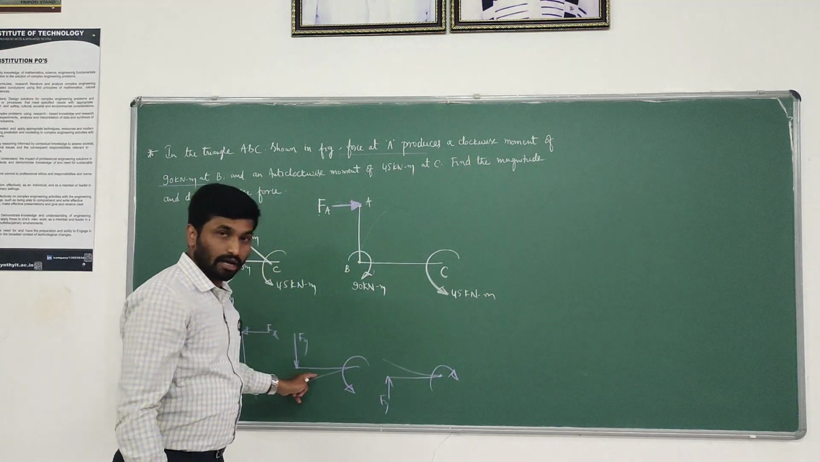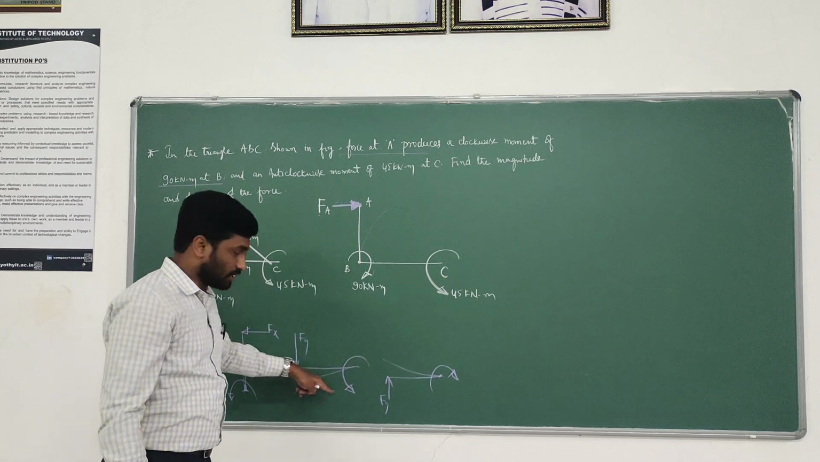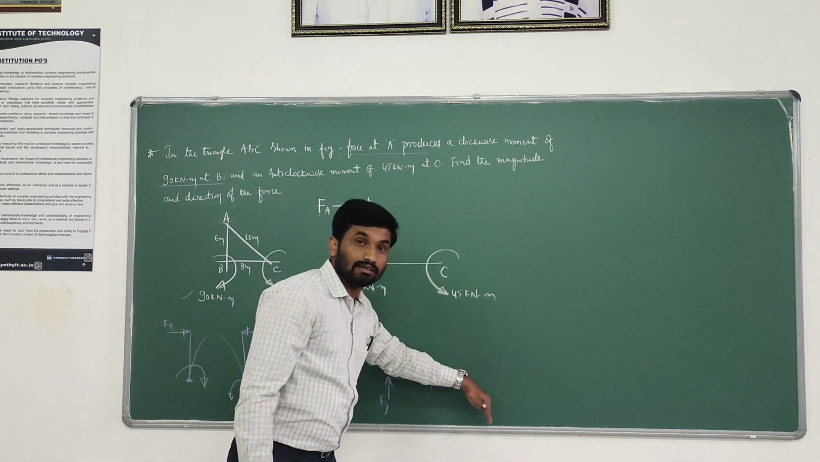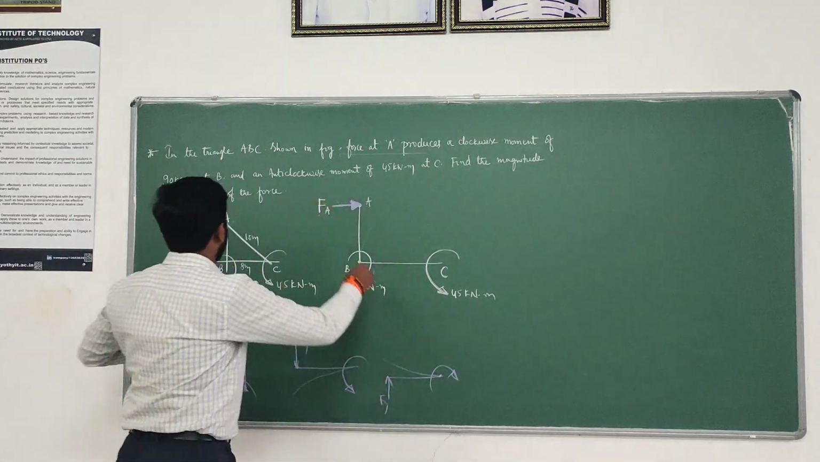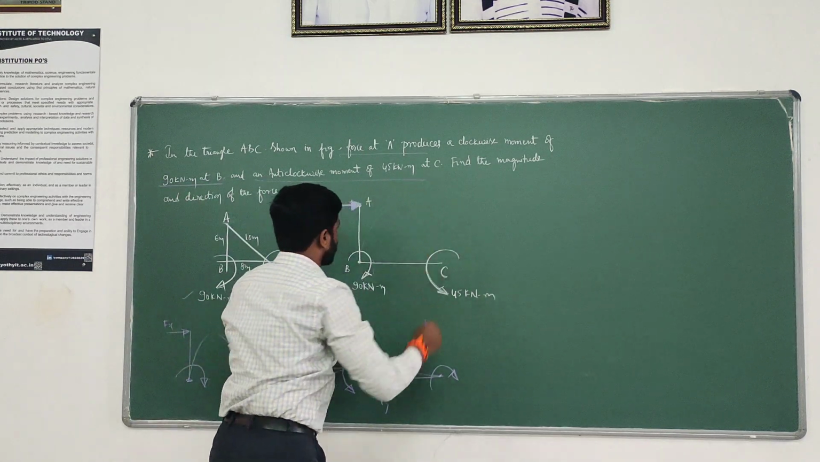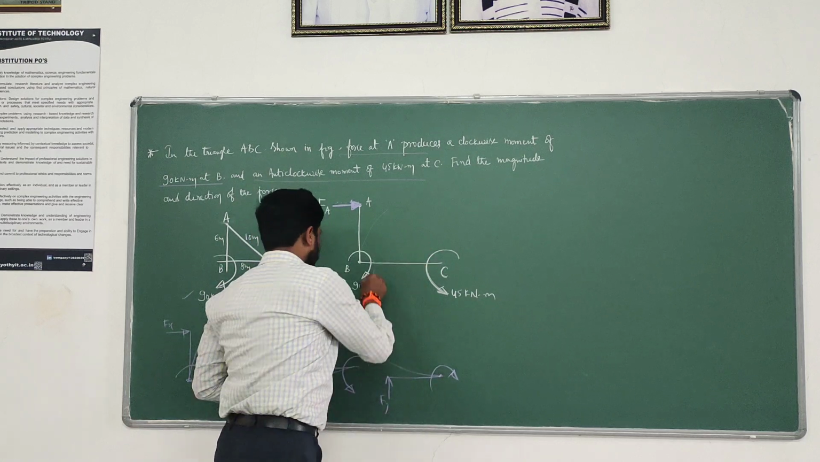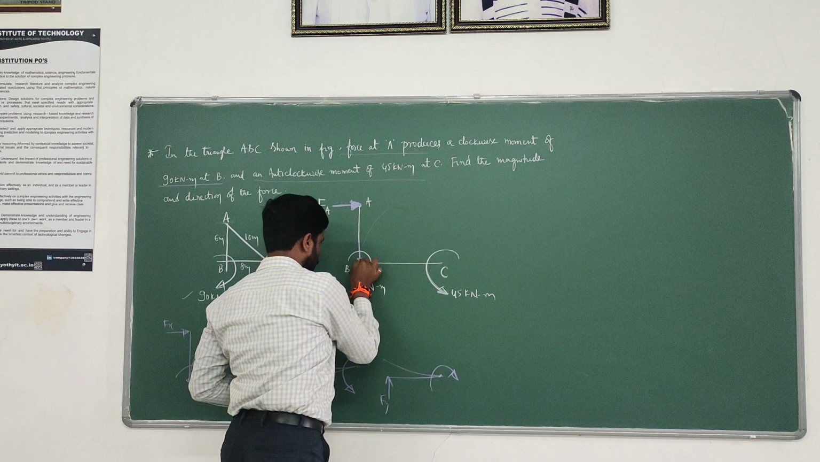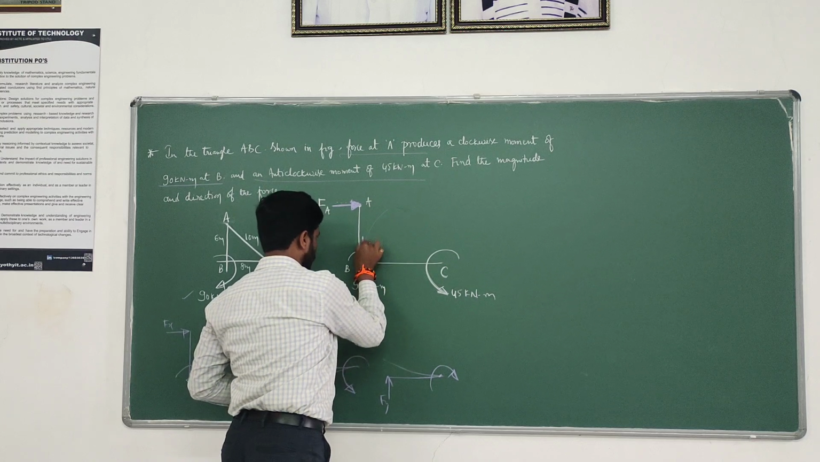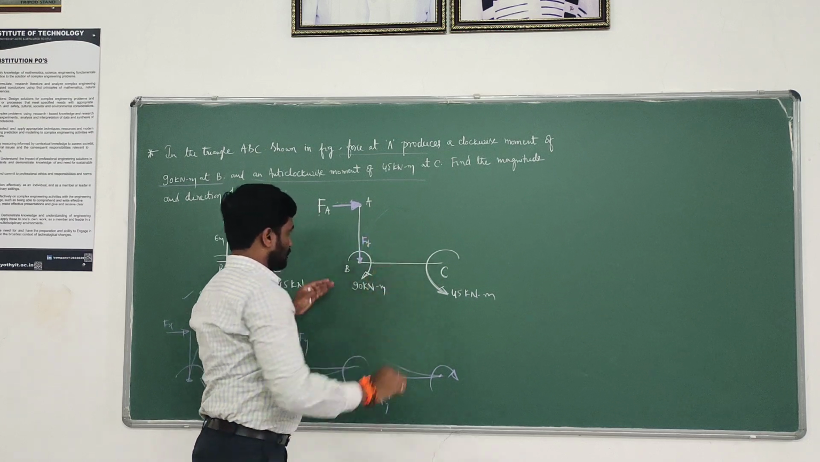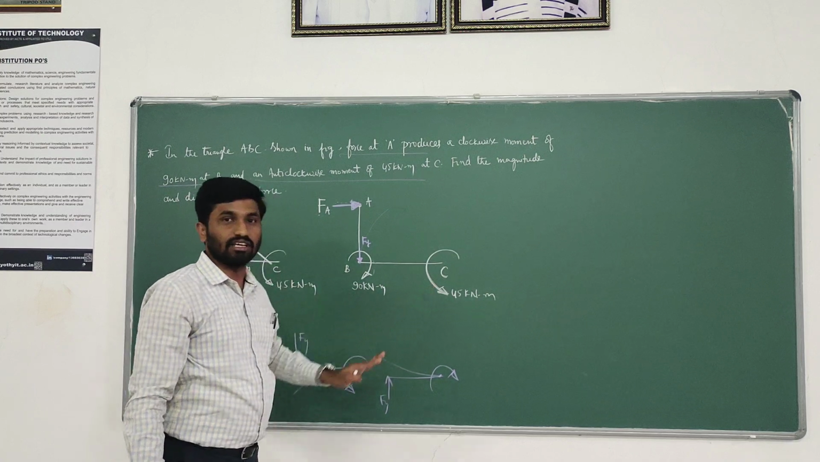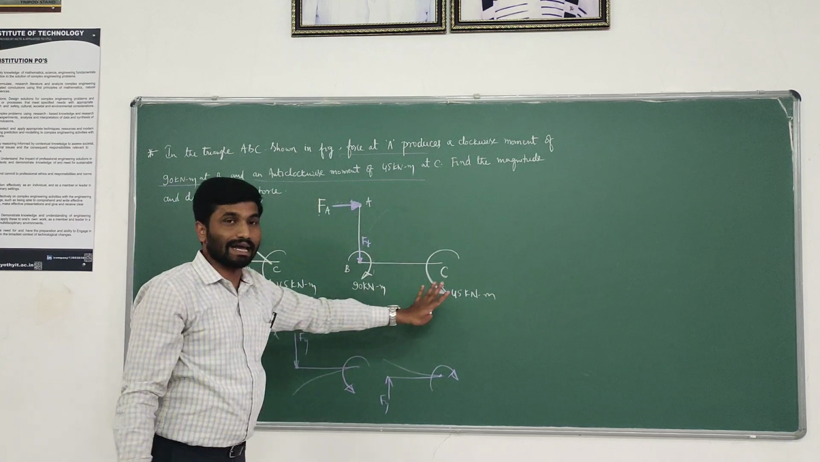Please be noted that if you apply in downward direction, it creates anti-clockwise. If you apply upward, it creates a clockwise. In this particular problem, they have given anti-clockwise moment at point C. So if you apply downward force at point B, this is Fy, which is responsible to create an anti-clockwise at point C. This is the free body diagram.